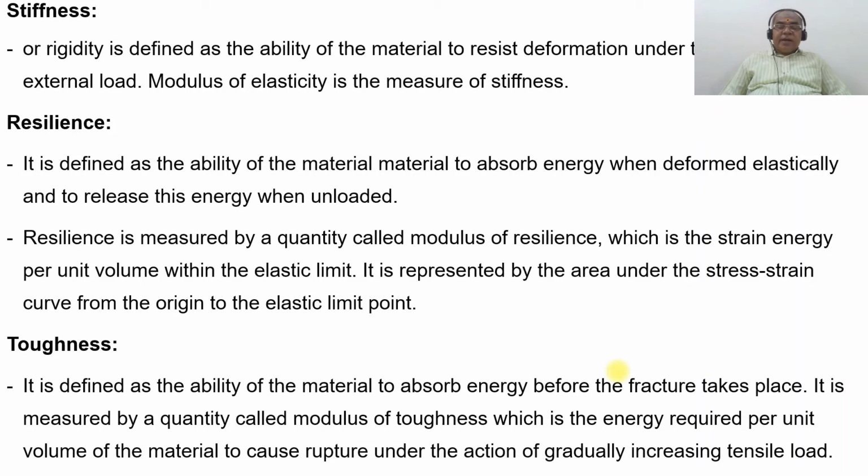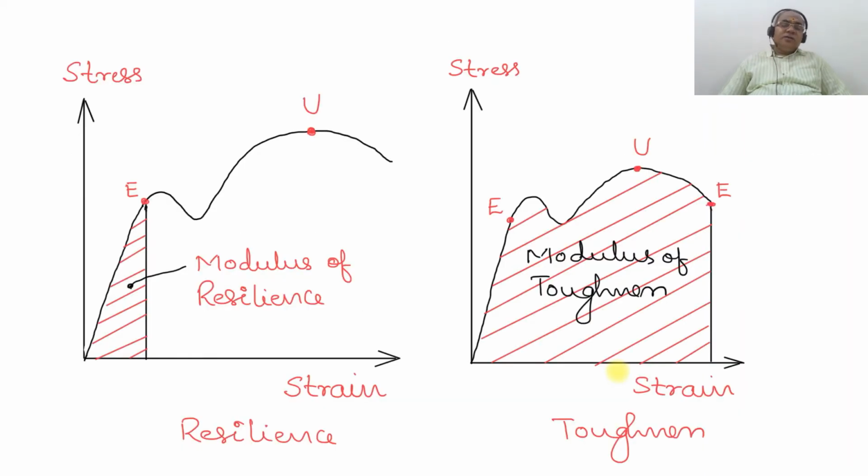Resilience is measured by a quantity called Modulus of Resilience, which is the strain energy per unit volume within the elastic limit. It is represented by the area under the stress strain curve from the origin within the elastic limit. So this is the stress strain curve, and within the elastic limit, whatever area you get is called the modulus of resilience.